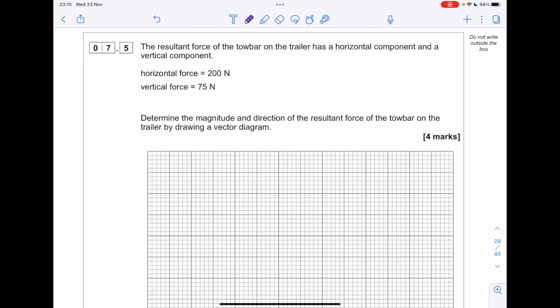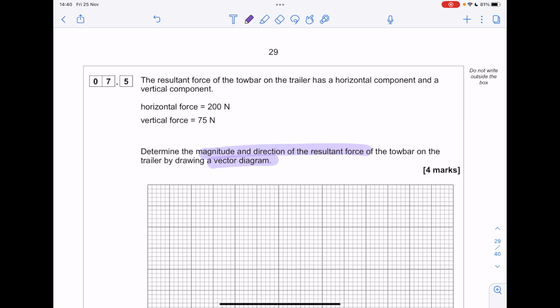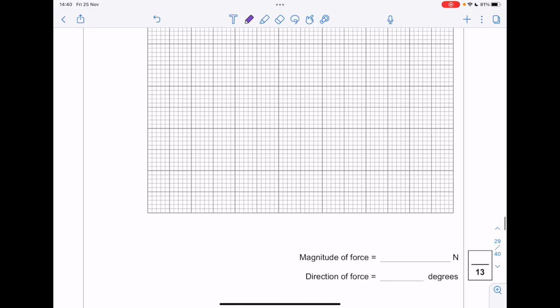The resultant force on the tow bar of the trailer has a horizontal component and a vertical component. Determine the magnitude and the direction of the resultant force using a vector diagram. Let's pick a sensible scale where we say 1 centimetre is the equivalent of 10 newtons. So our horizontal force is 200 newtons, so you need to draw a line which is 20 centimetres long.